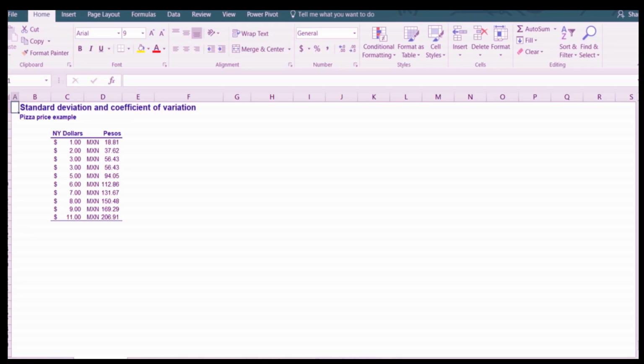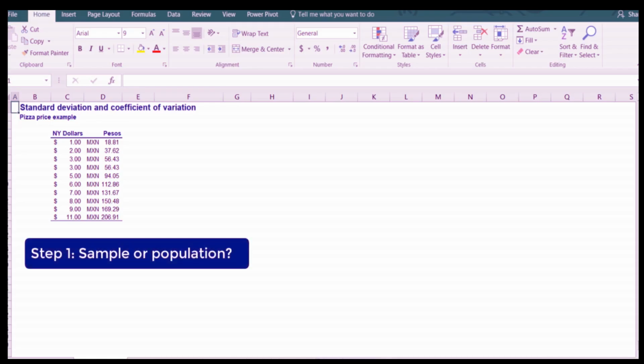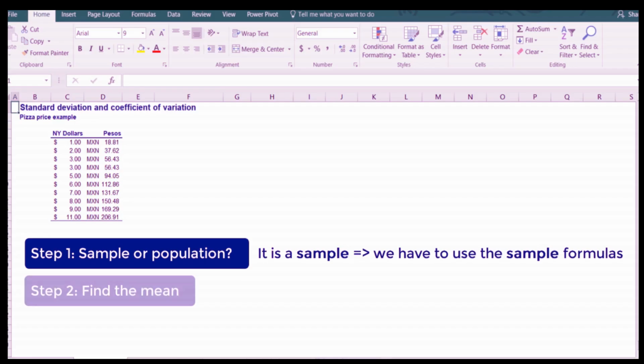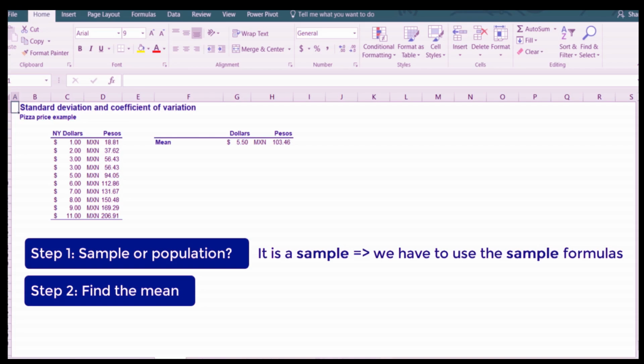Let's combine our knowledge so far and find the standard deviations and coefficients of variation of these two datasets. First, we have to see if this is a sample or a population. Are there only 11 restaurants in New York? Of course not. This is obviously a sample drawn from all the restaurants in the city. Then we have to use the formulas for sample measures of variability. Second, we have to find the mean. The mean in dollars is equal to 5.5 and the mean in pesos to 103.46.